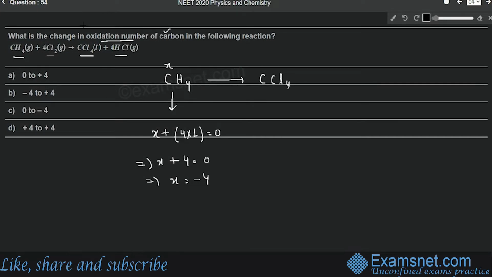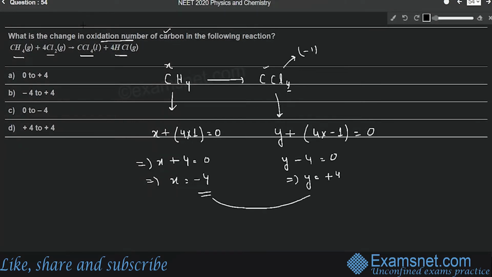Right. Now on the product side, if the oxidation number of carbon is Y, then Y plus, what is the oxidation number of chlorine? It is minus 1 for one chlorine atom. Here we have 4 chlorine atoms, so it is 4 into minus 1. That means Y minus 4 equals 0. The total will be 0, right? So what will be the value of Y? It will be plus 4. So the change in oxidation number is minus 4 to plus 4. So option B will be the correct answer.